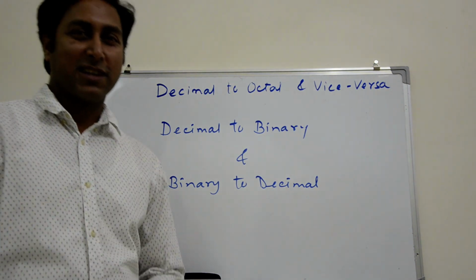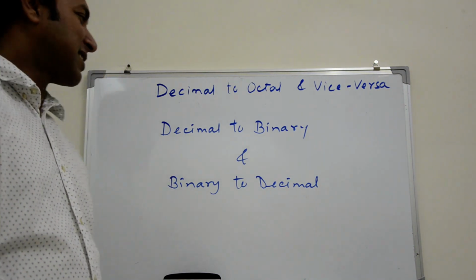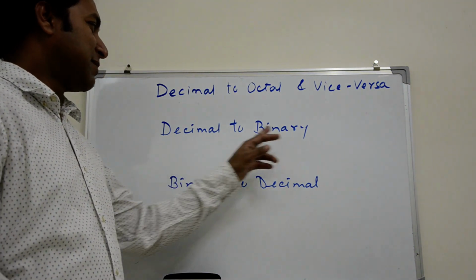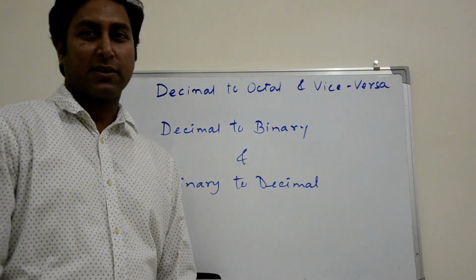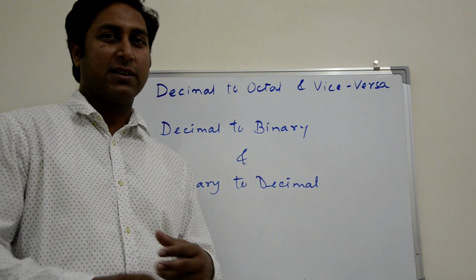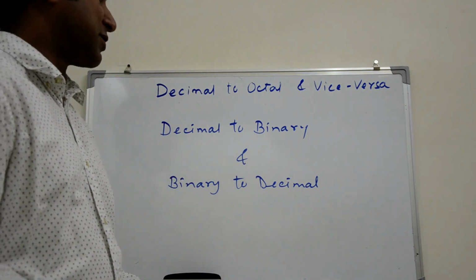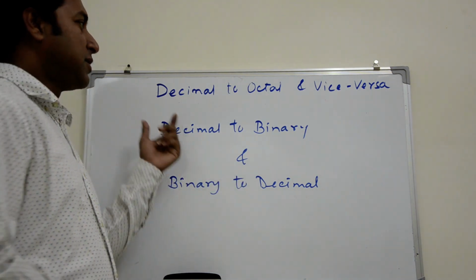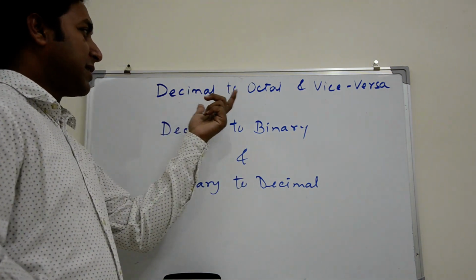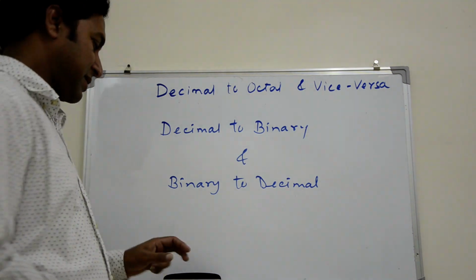Do you remember the last class, what we have done? In the last class, we converted decimal to binary and binary to decimal. To clear your confusion, I did the numbers with decimal values as well. Today I will not repeat that anymore. Today we'll convert decimal to octal and vice versa.